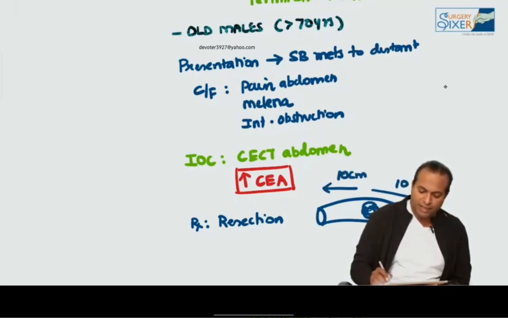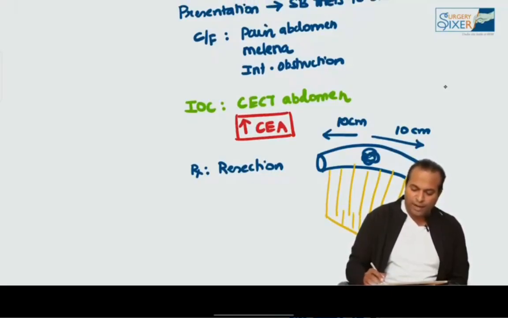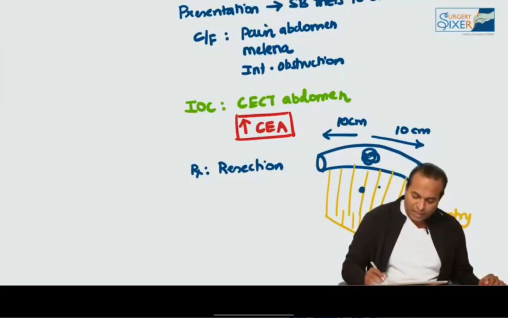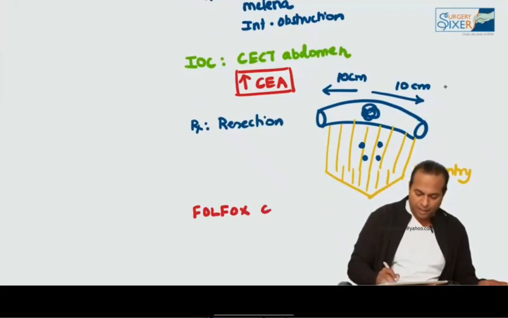10 centimeter clearance is given on both sides, and we have to resect including the mesentery. Adjacent mesentery is also included in this resection. So 10 centimeter clearance with adjacent mesentery, which will contain the nodes, is also removed. And after resection, FOLFOX chemotherapy is given for these patients.